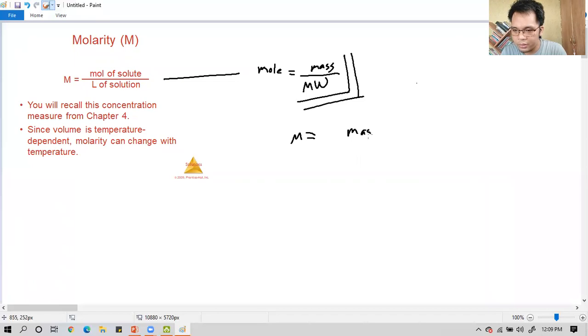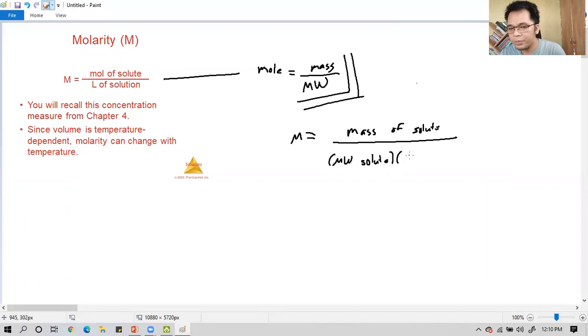Mass of solute all over the molecular weight of solute in terms of grams per mole. You can see that in your periodic table: the sum of the atomic weights, depending on the atoms present. And then the liters of solution. So that is its expanded form.